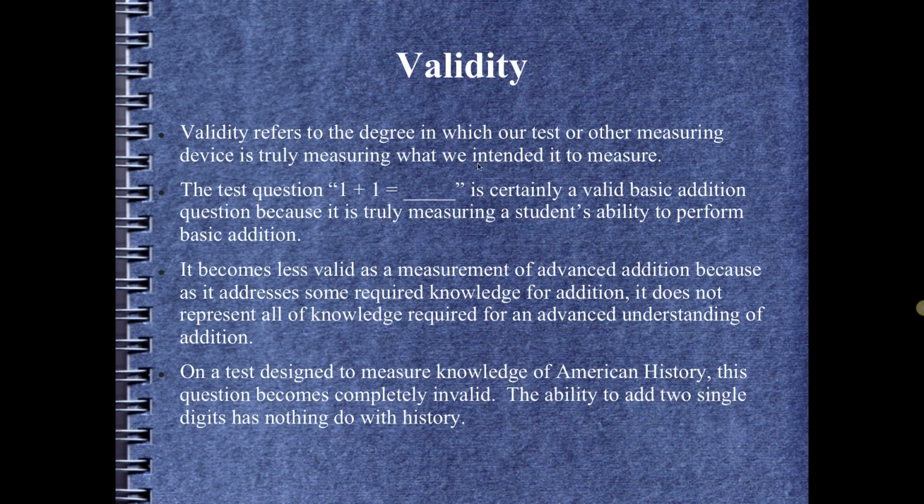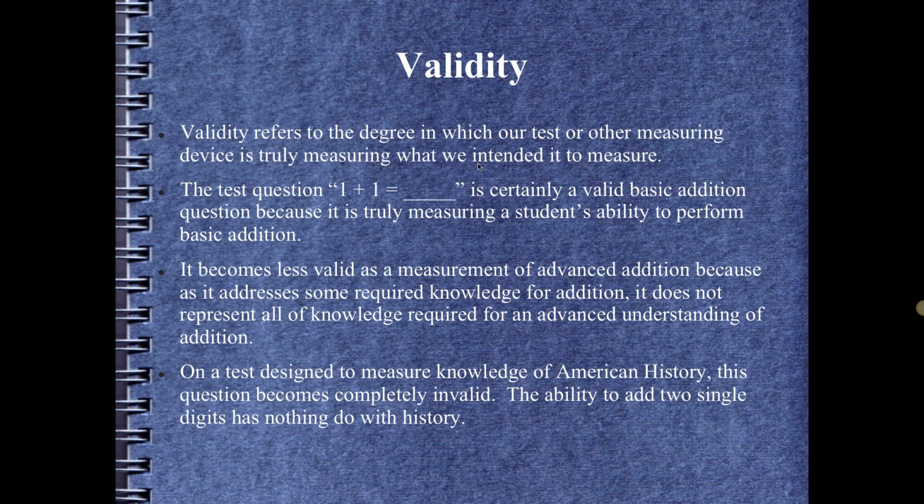And the other aspect of this is validity, and that's the degree to which our test measures what we intended to measure. So the test question, 1 plus 1, is obviously a valid basic addition question because it truly measures the student's ability to perform addition. It becomes less valid as a measurement of advanced addition because as it addresses some required knowledge, it doesn't represent all knowledge for an advanced understanding of addition. So just from having simple things like 1 plus 1 and 2 plus 2, we couldn't say that this student has mastered all aspects of addition, because what would happen if we gave them 4 numbers to add instead of just two numbers? Could they still do it? What if we gave them fractions or decimals to add? Could they still do it?